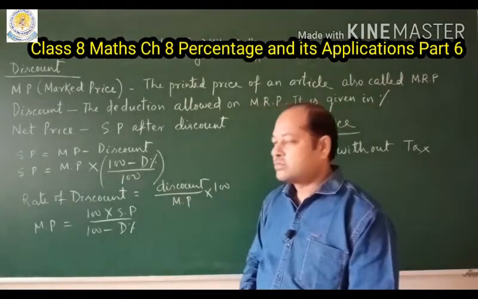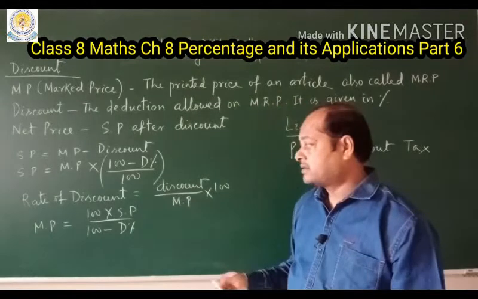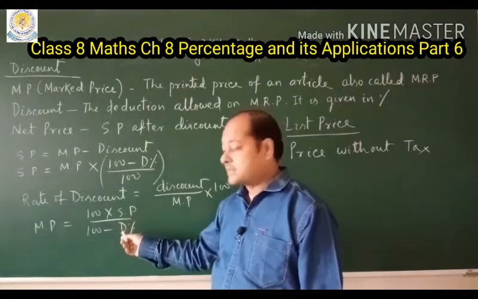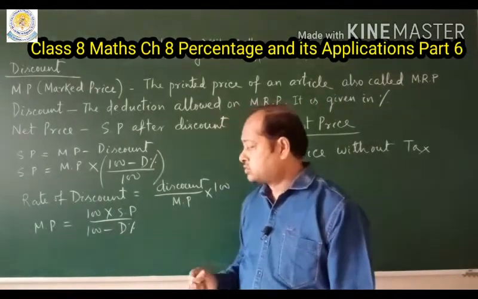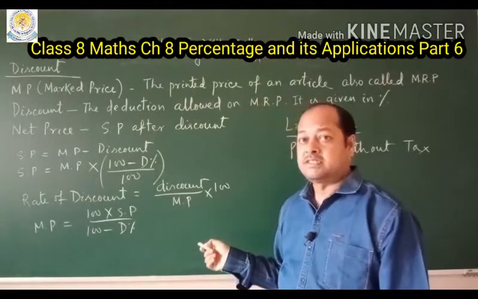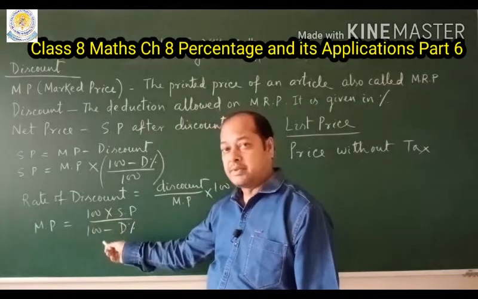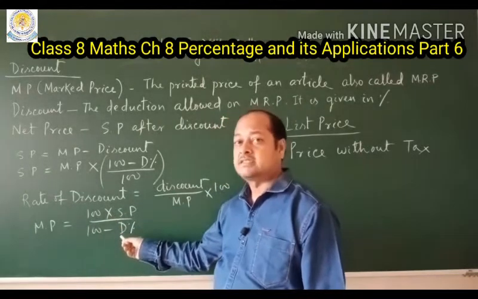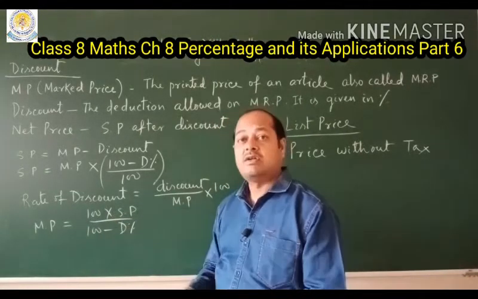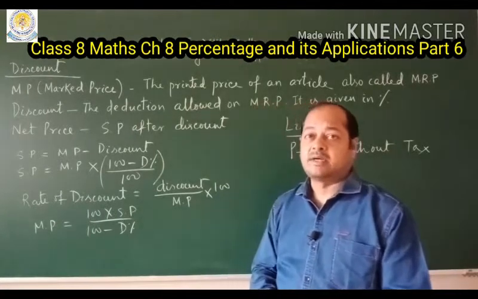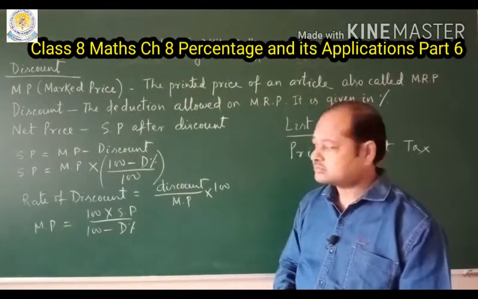Now, how to find the marked price when the selling price and discount percentage are given. The formula is selling price into 100 upon (100 minus discount percentage), and that is the marked price. You can calculate the marked price of the article.